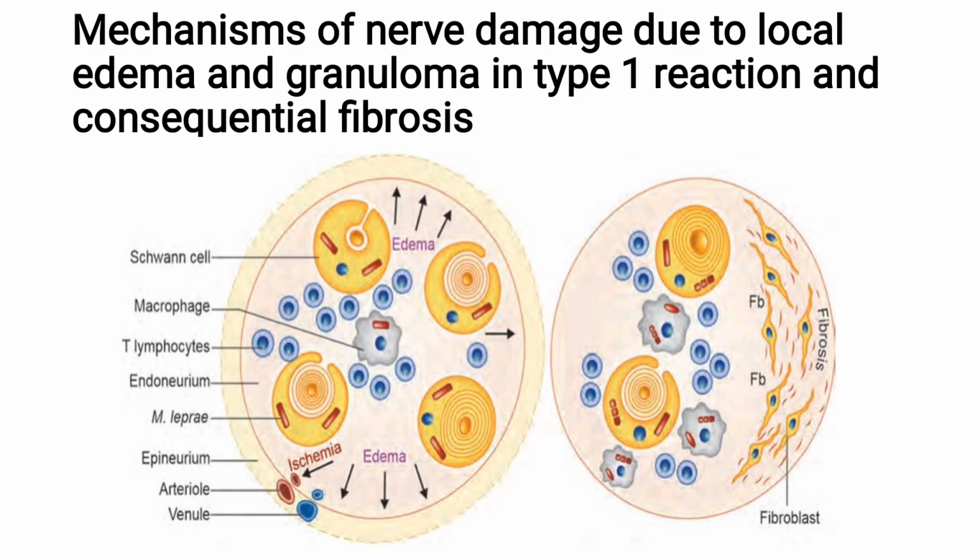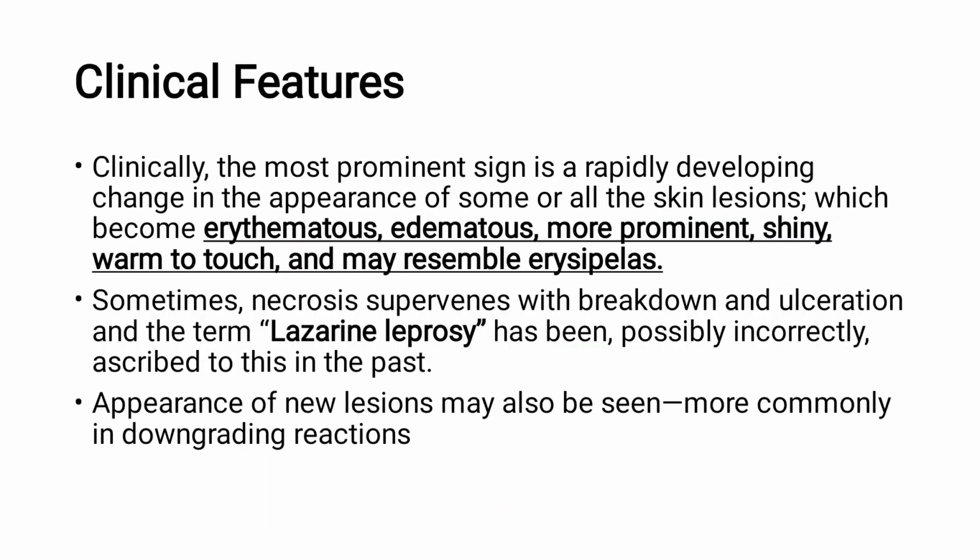Clinical features. Clinically, the most prominent sign is a rapidly developing change in the appearance of some or all of the skin lesions, which become erythematous, edematous, more prominent, shiny, warm to touch, and may resemble erysipelas. Sometimes necrosis supervenes with breakdown and ulceration, and the term Lazarine leprosy has possibly been incorrectly ascribed to this in the past.